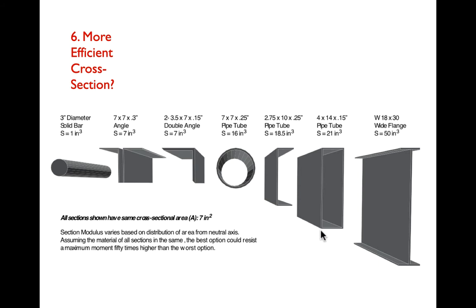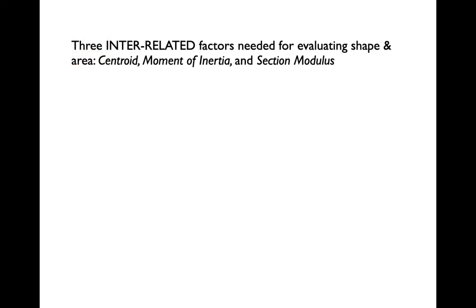It's going to be able to do not just more work, but exponentially more work to resist the bending moment on a beam. And finally, here you see a wide flange, same cross-sectional area as a 3-inch solid bar, but you see that it is 50 times better in bending than a solid bar. And this is the logic behind the I-beam. Okay, how do we get there? This is going to be the mathy part. We will talk about 3 interrelated ways of measuring shapes.